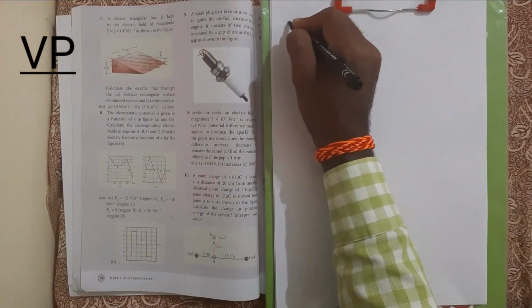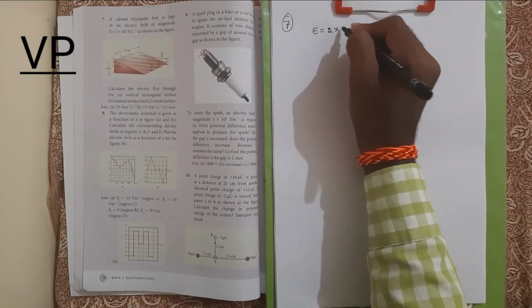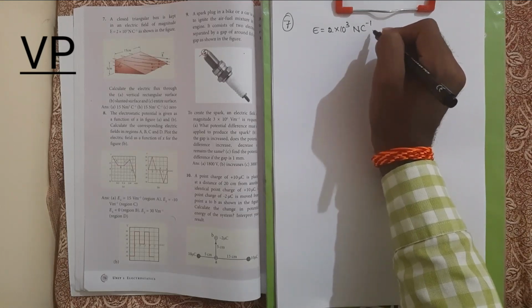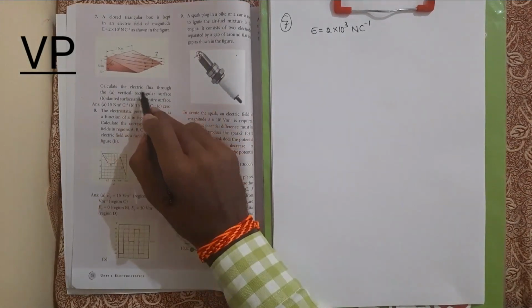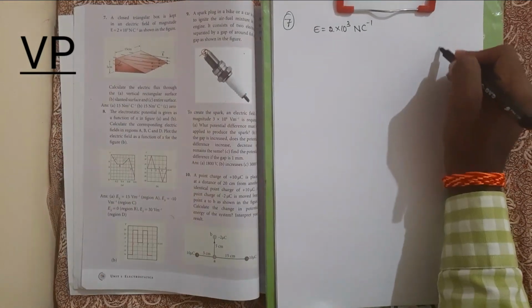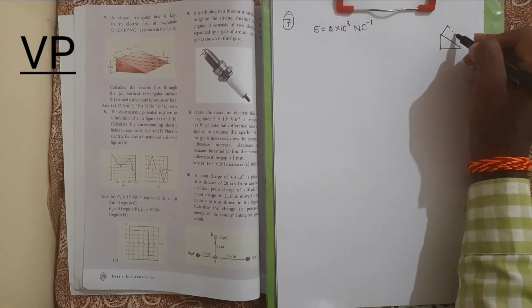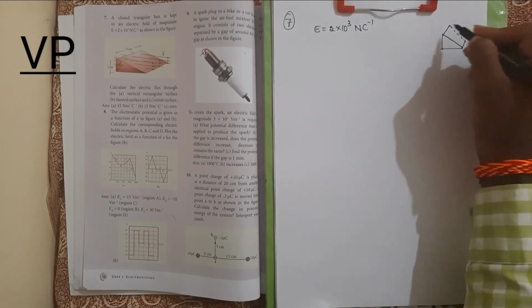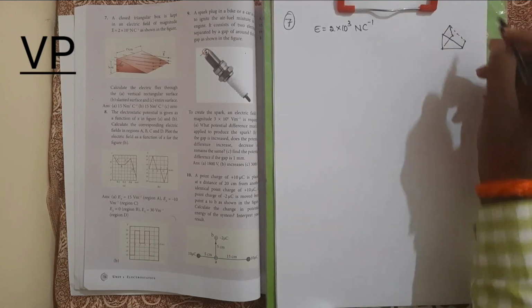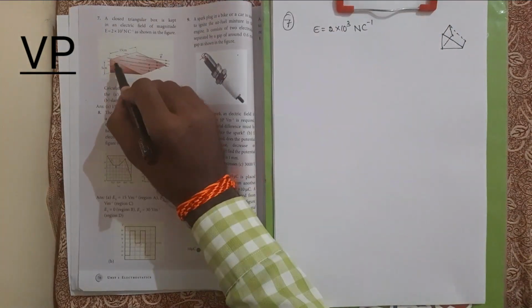So see, the electric field E is equal to 2 into 10 to the power 3 Newton Coulomb inverse, and they have asked us to find the electric flux through the vertical triangular surface. See, in a triangular box which is given as such, the vertical surface is here, which we are not able to see. So the vertical surface is the side which is not visible here.